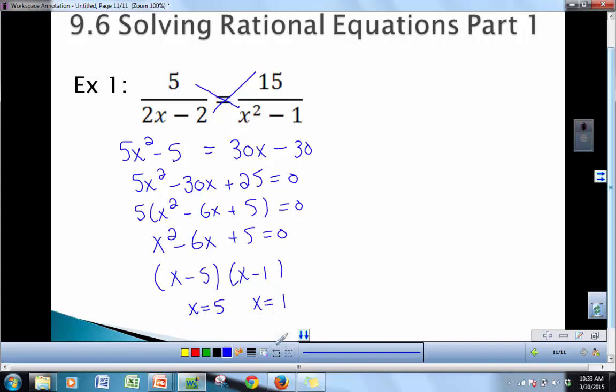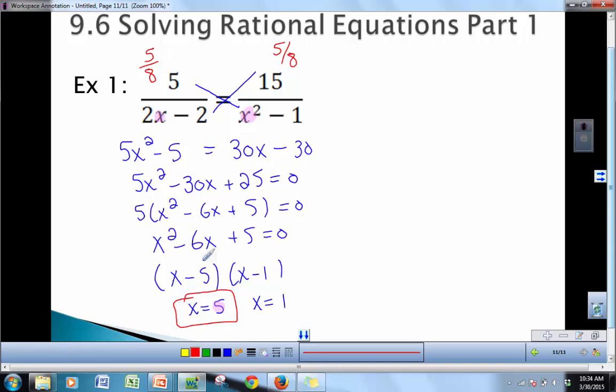One thing you're going to want to make sure you do with rational equations is substitute your answers back into the original to make sure that they work. So let's start with the answer of 5. We're going to take 5 and sub it in for x, and that means both sides of the equation should equal each other. So 2 times 5 is 10, subtract 2 is 8. So this first fraction is 5/8. If we do the same thing with the second fraction, 5 squared is 25. Subtract 1 gives you 24, but 15 over 24 will simplify to 5/8, which means the answer of 5 does work.